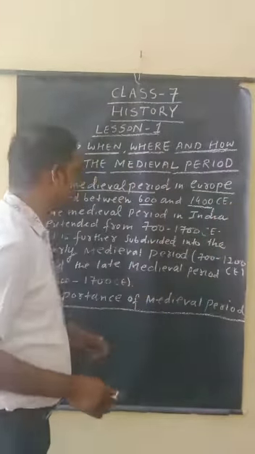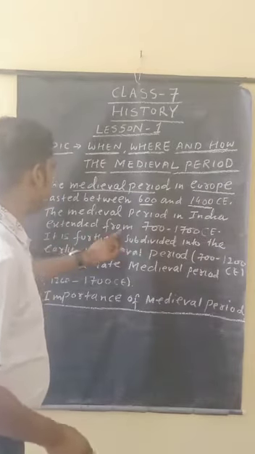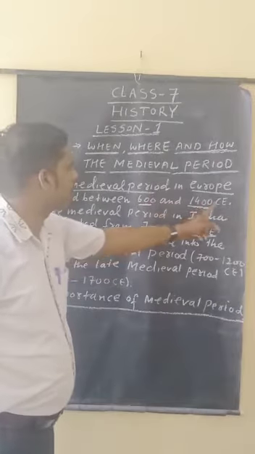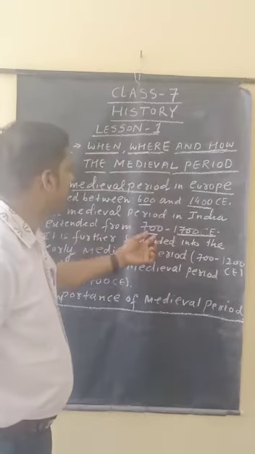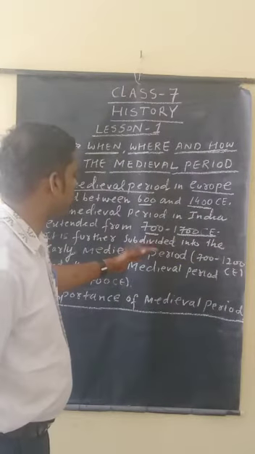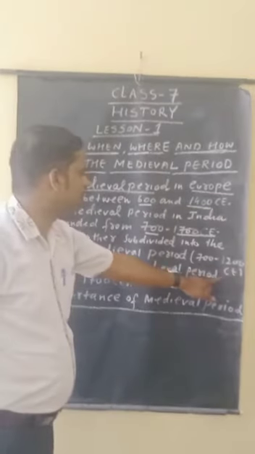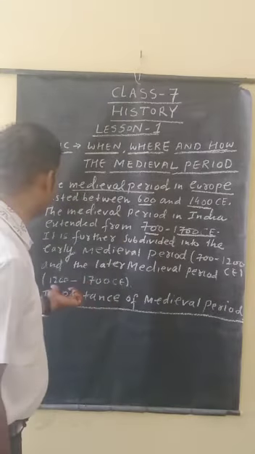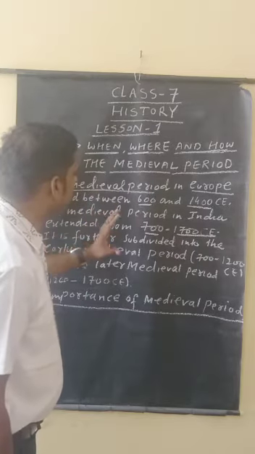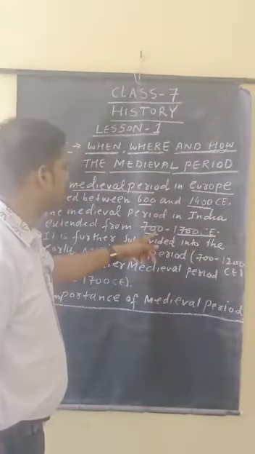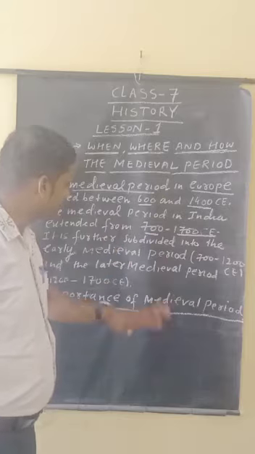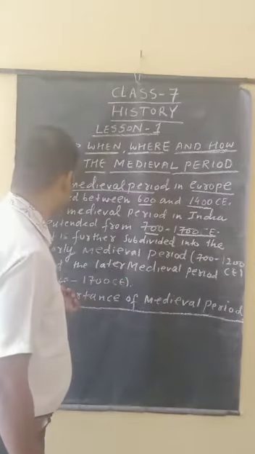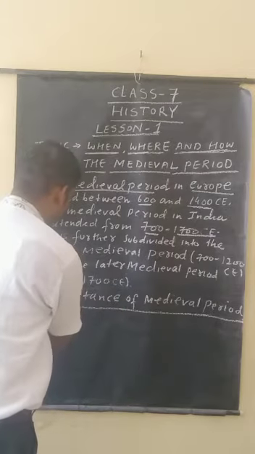CE means Common Era. And the medieval period in India extended from 700 to 1700 CE. It is further subdivided into the early medieval period, 700 to 1200 CE, and the later medieval period, between 1200 and 1700 CE. Now we will discuss the importance of the medieval period.